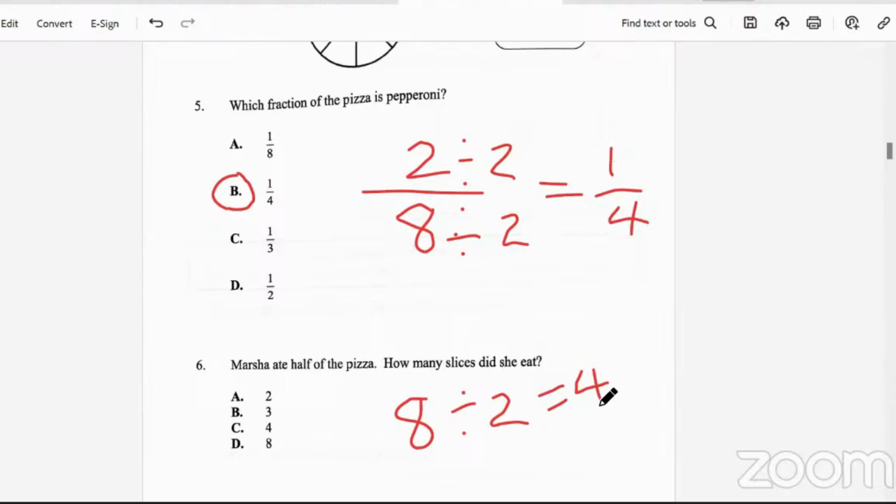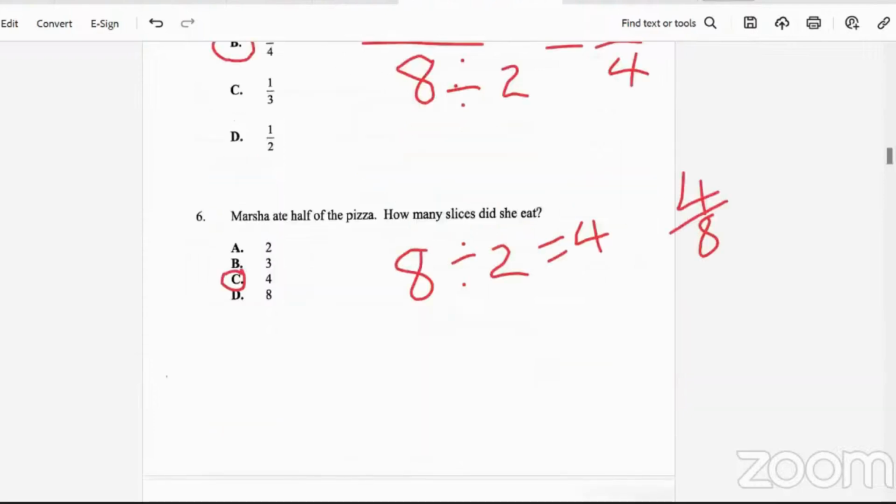So if we were to write that in fraction form, how many slices out of 8 would be half? It would be 4 out of 8. That's half of it. So pretty much we're dividing 8 into two parts, and she ate half, so she ate one part of the two. And so the answer would be 4. Okay, 4 slices. That's half of the pizza.